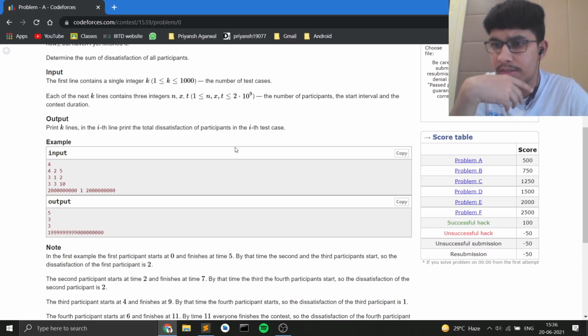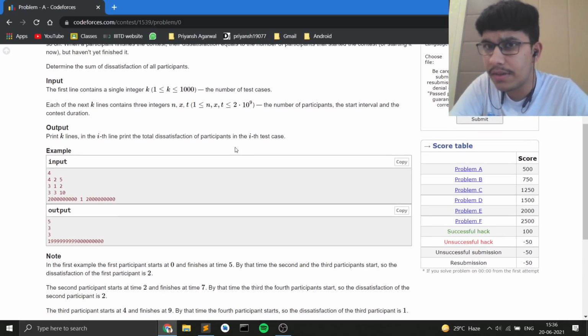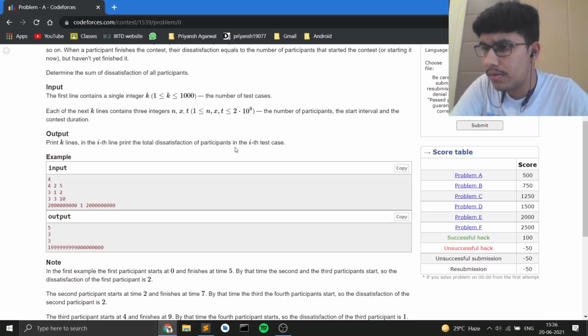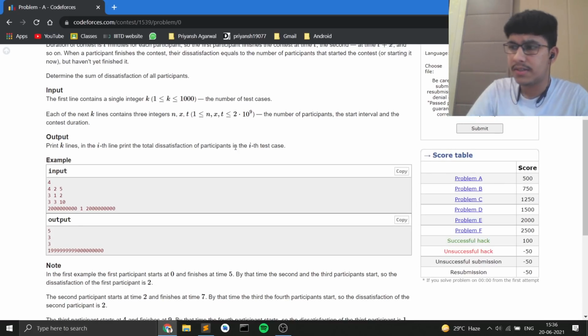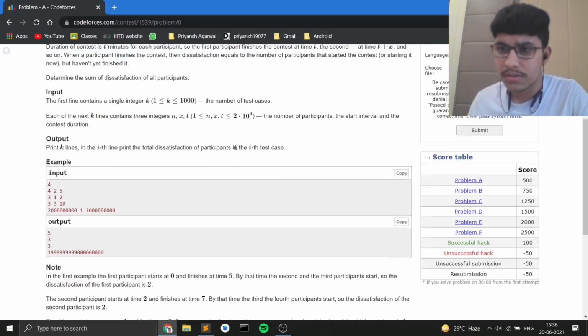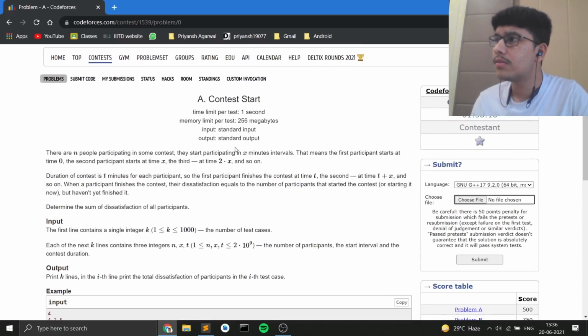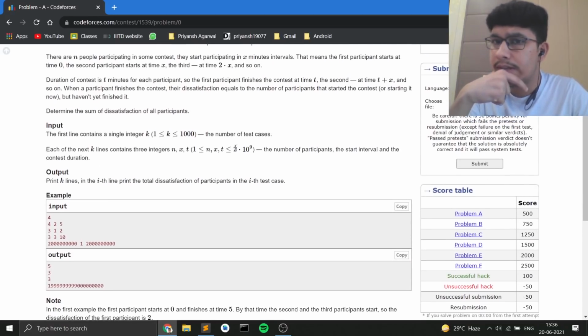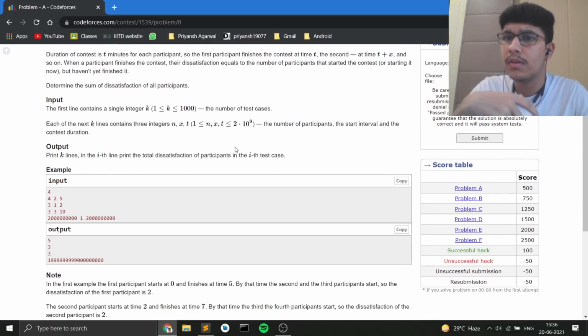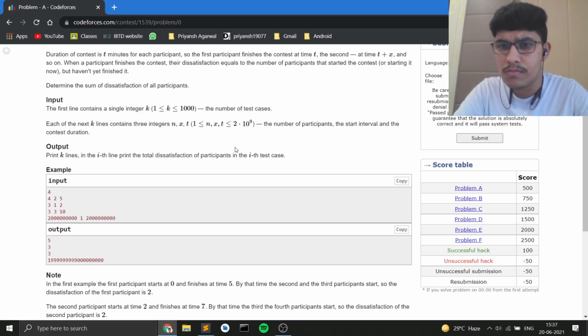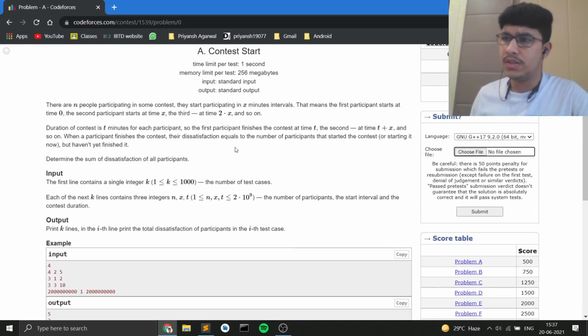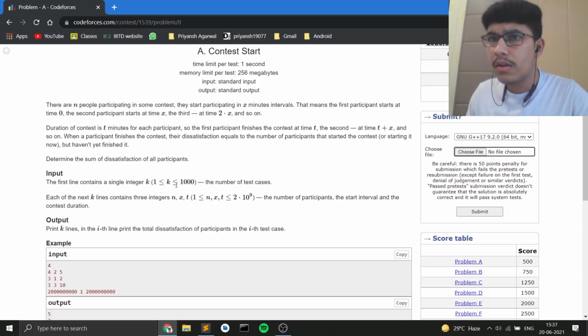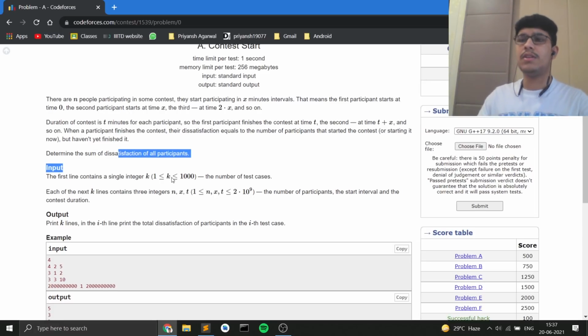In the first example, the first participant starts at 0 and finishes at time 5. By that time, the second and the third participant start, so the dissatisfaction value is 2. Oh, all right, cool. So what do they want exactly? Three integers n, x, and t, and determine the sum of dissatisfaction values.